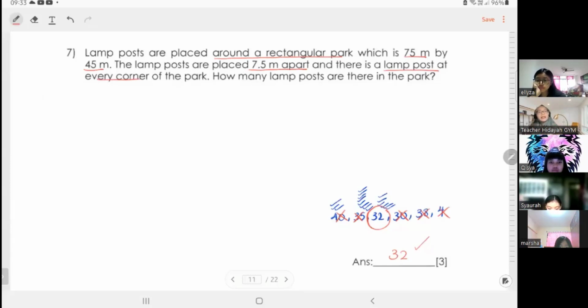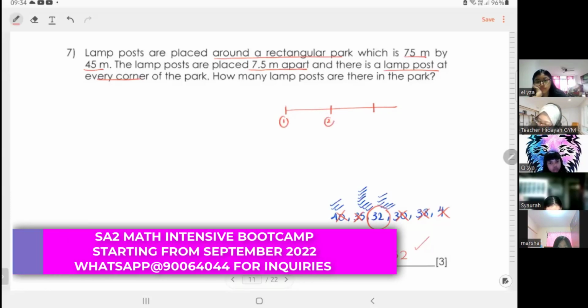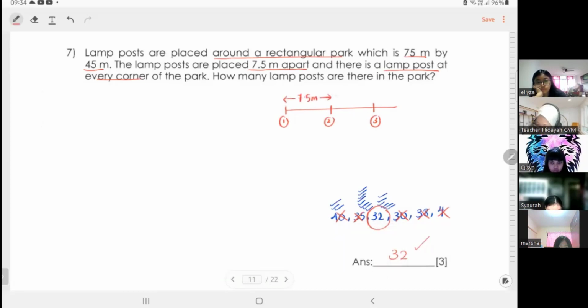When they say they place it 7.5 meter apart, for example, if I were to put it like that, this is lamppost 1, and then this is lamppost 2, this is lamppost 3. Between lamppost number 1 and lamppost number 2 and 3, the gaps are equal. This is 7.5 meter apart. This is also 7.5 meter apart. This is what they meant by apart, the gap.